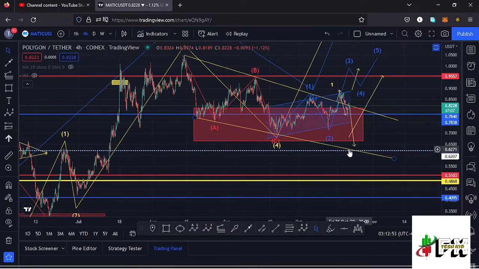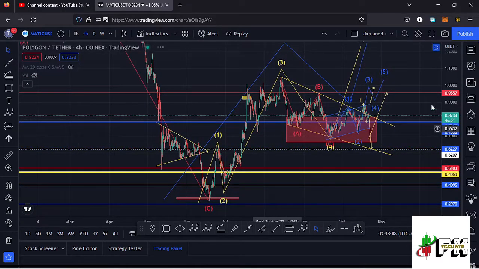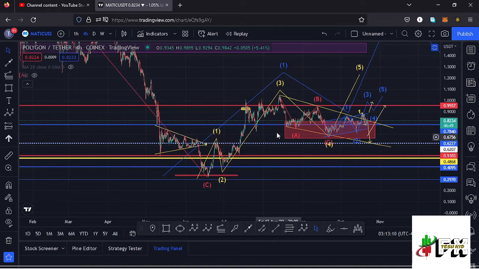So in case we lose the $0.66 mark and we continue pushing lower, in case we get to the $0.62 mark, then my Elliott wave structure will be invalidated. And in case that happens, then I'll need to restructure my Elliott wave count here on the Polygon Matic chart.